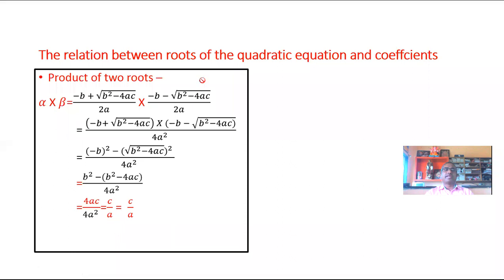Here 4 gets cancelled. One a at numerator and denominator gets cancelled. Hence c upon a. This is alpha multiply beta is equal to c upon a. This is the relation between the product of two roots: alpha multiply beta is equal to c upon a. Write down.